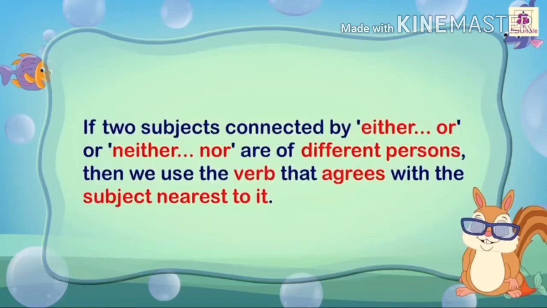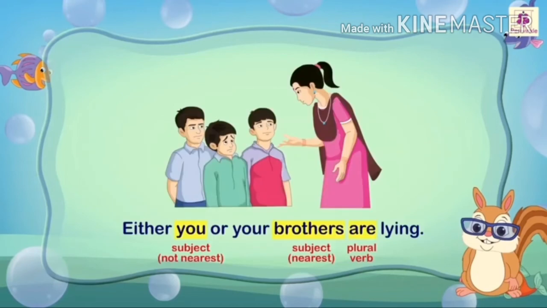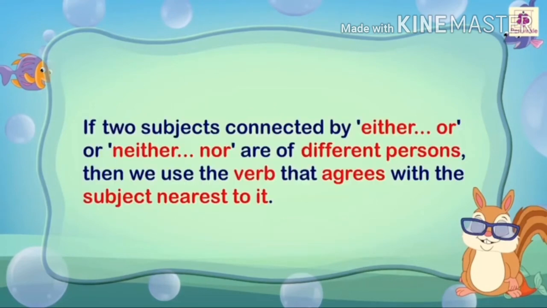Next we have, if two subjects connected by either or, neither nor are of different persons, then we use the verb that agrees with the subject nearest to it. For example, either you or your brothers are lying. Here the rule is justified, as you can see that the verb agrees with the subject nearest to it.